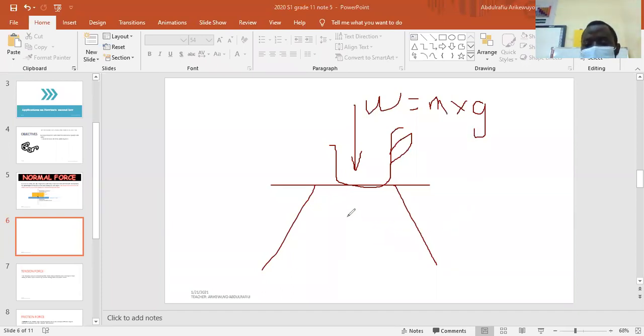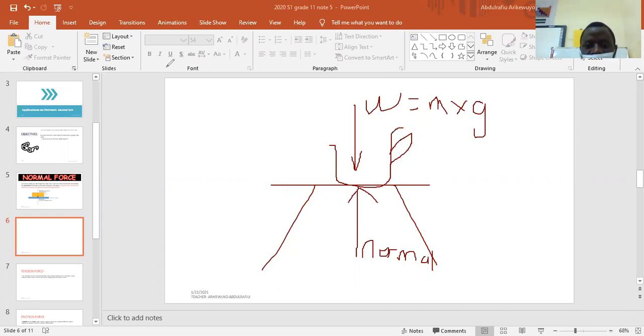Now, there is another force, because if there were no other force, the weight would be pushing down on the table. But because the cup is stable on the table, it shows that there is another force acting in the opposite direction. This particular force is called a normal force. It is because of this normal force that the cup is staying comfortably on the table. That is the concept of normal force.